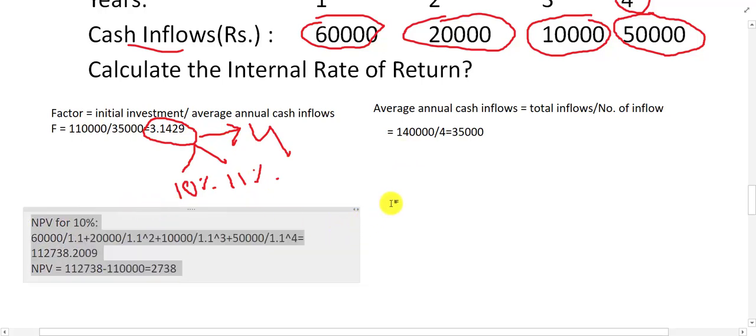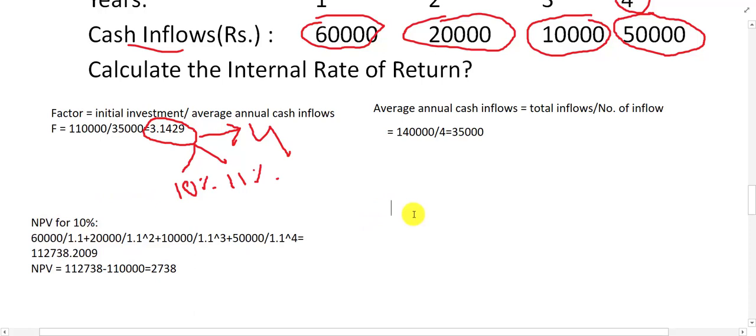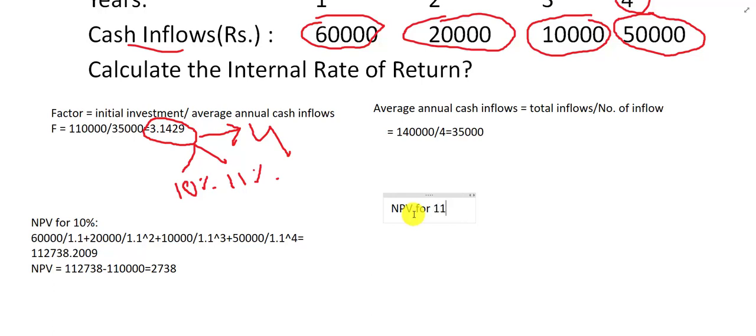So we hope to find the negative NPV. Apply the NPV for 11%. So apply this one. Again, 60,000 divided by 1.11.